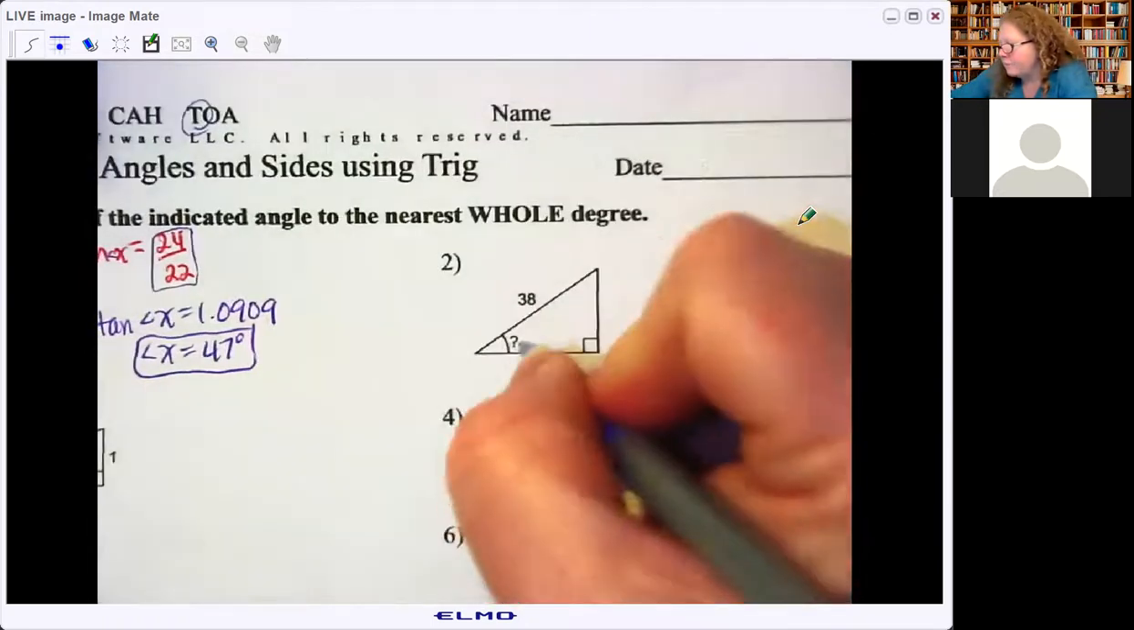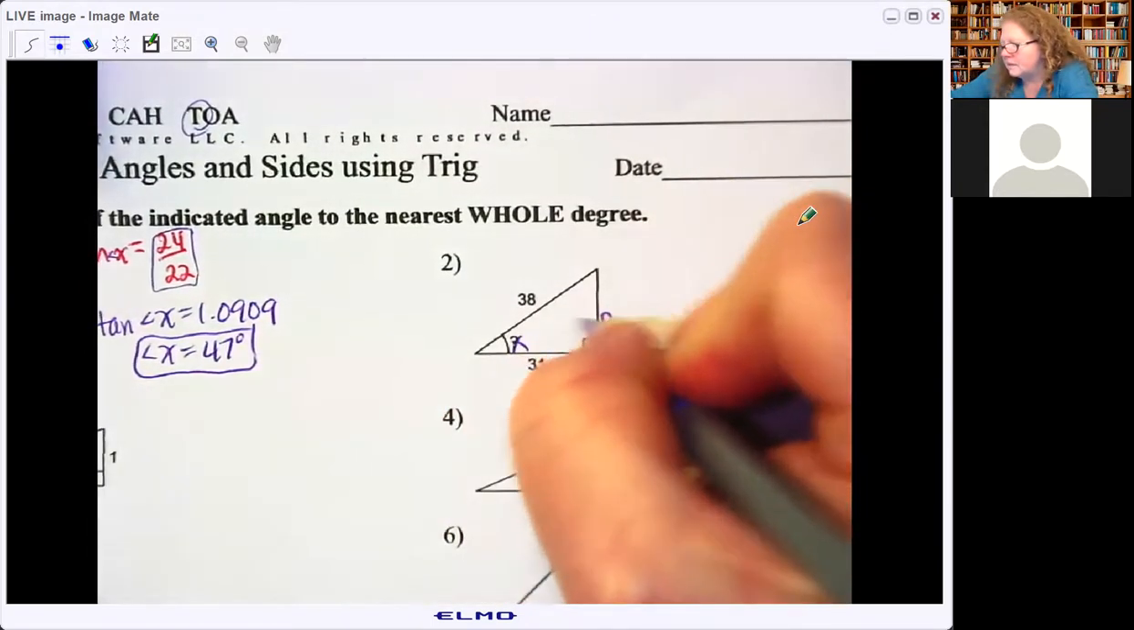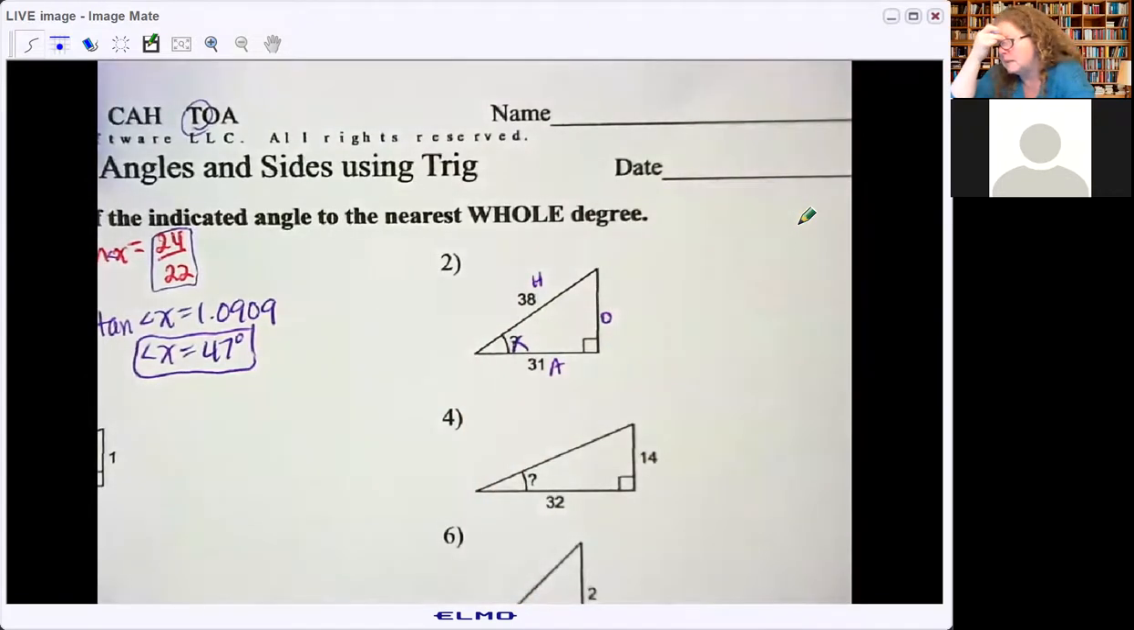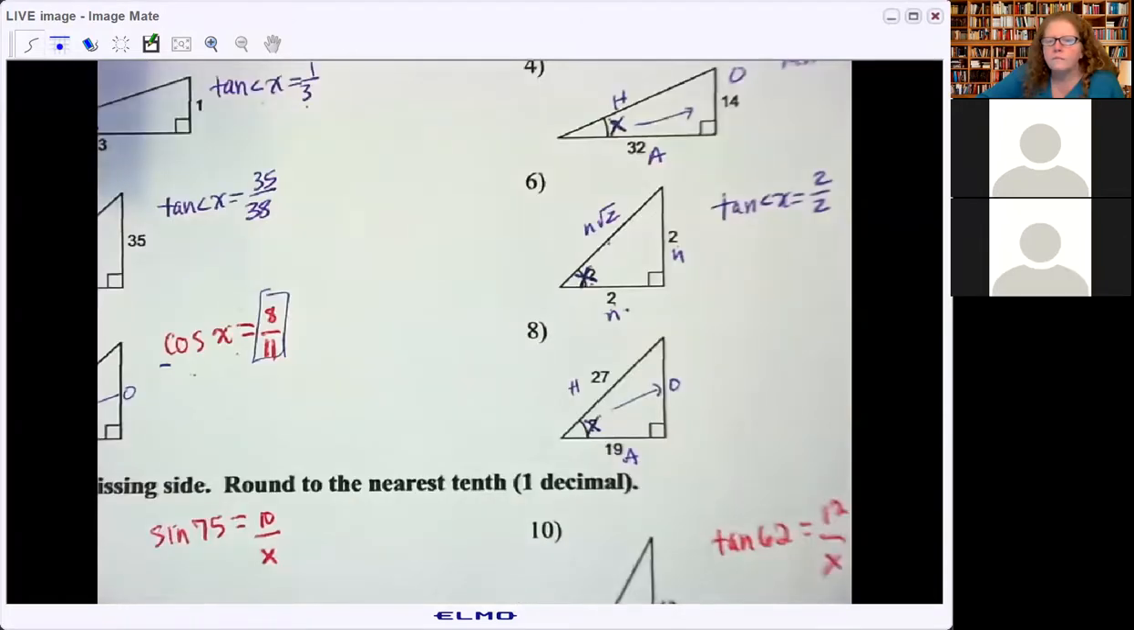So here's my angle x. We have our opposite, hypotenuse, and adjacent. So put in the chat box: is that going to be a sine, cosine, or tangent? Good, it is cosine. Go ahead and write out the whole equation, like cosine x equals what over what, just so I can see that you guys are starting to get this.